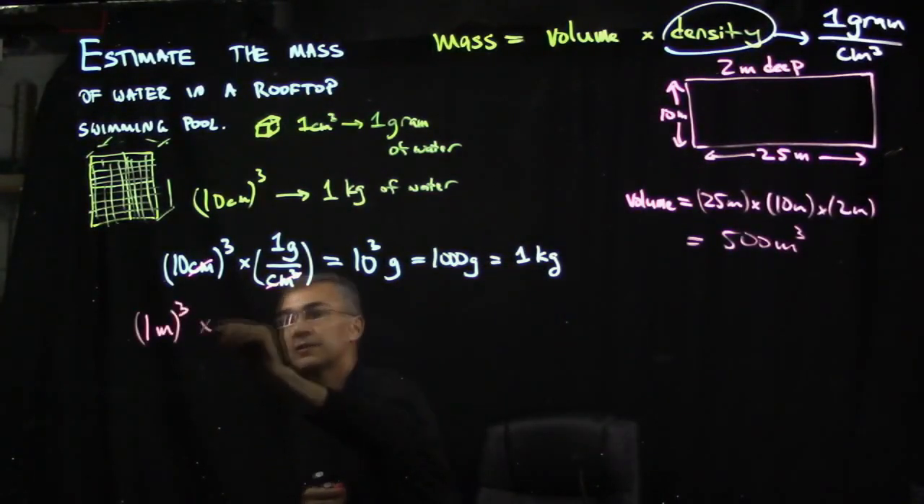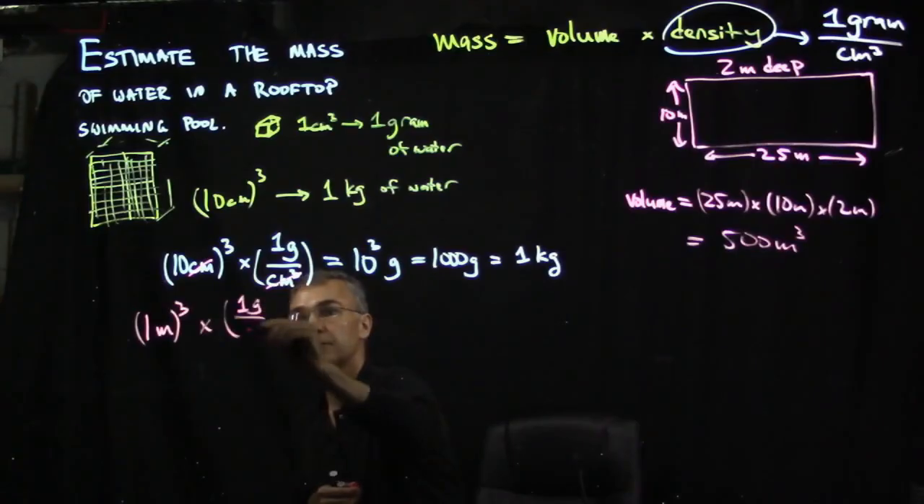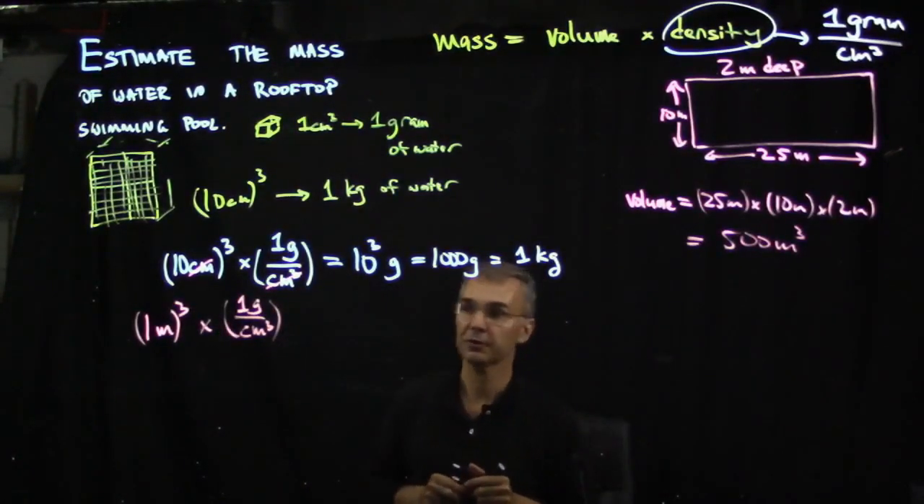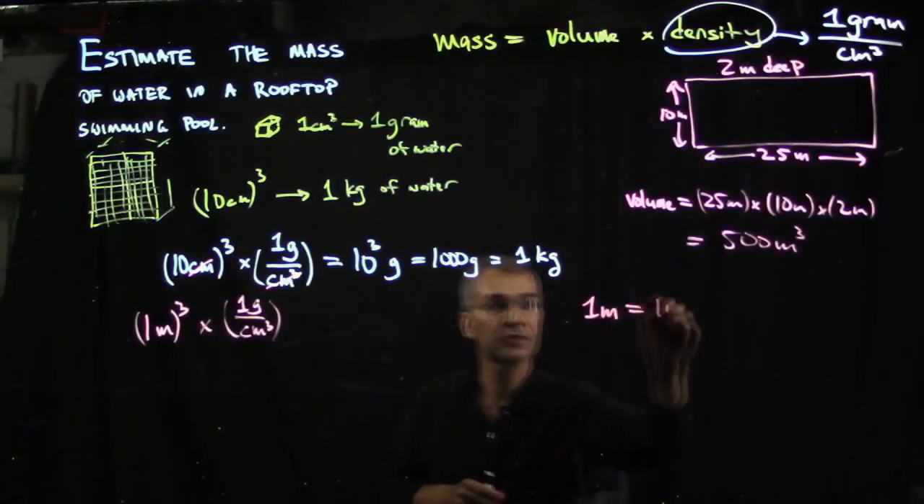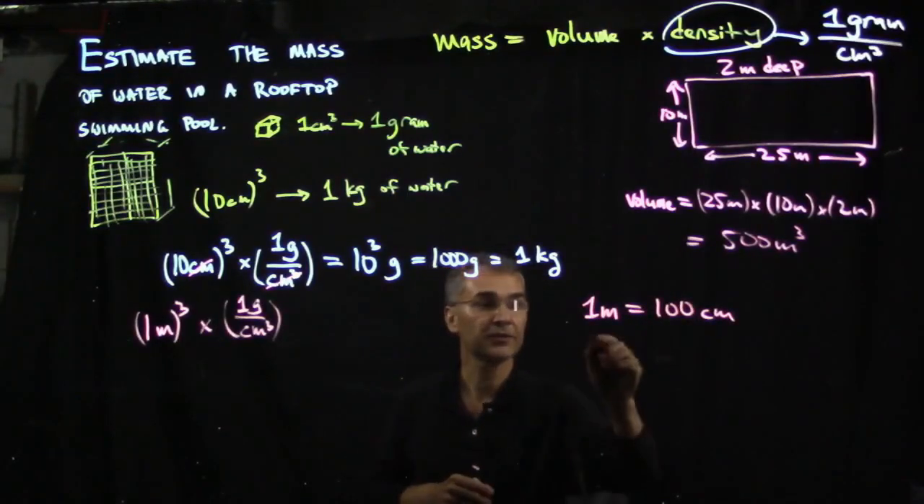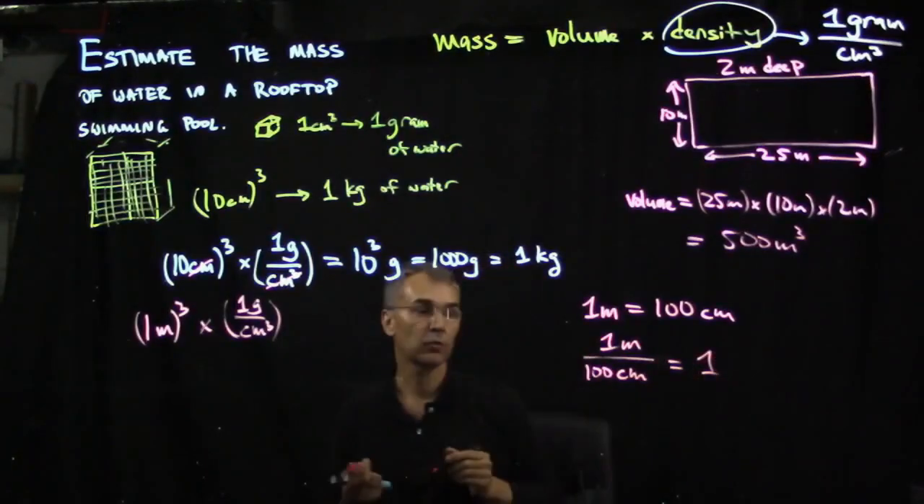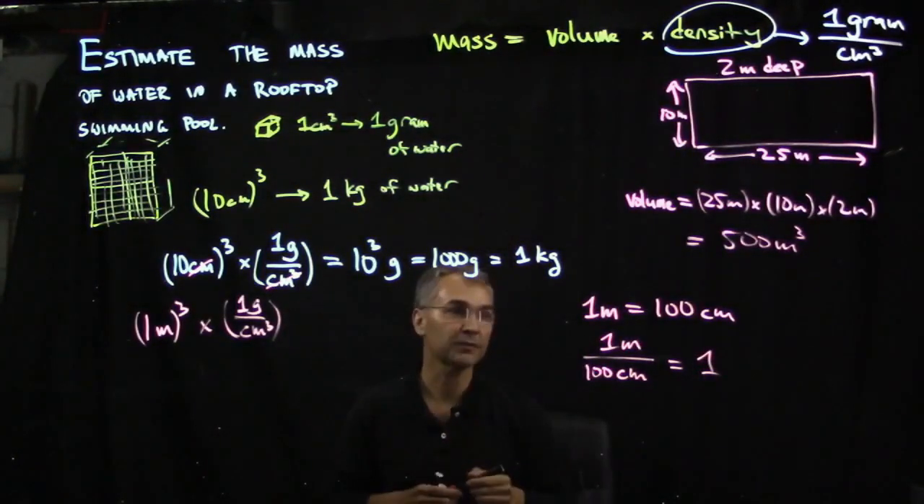1 meter cubed, and then we're going to multiply that by 1 gram per cubic centimeter. See, now the meter cubed doesn't cancel with the centimeters cubed. Uh-oh, what do I do? Well, 1 meter equals 100 centimeters. And so therefore, 1 meter divided by 100 centimeters equals 1. And you know that you can multiply by 1 without changing anything.